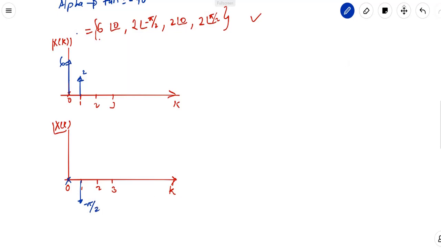Again, the magnitude at k equal to 2 is 2. So this is the line, and this is 2. And what is the angle? The angle is 0. So I put it like this, on the 0 axis line.